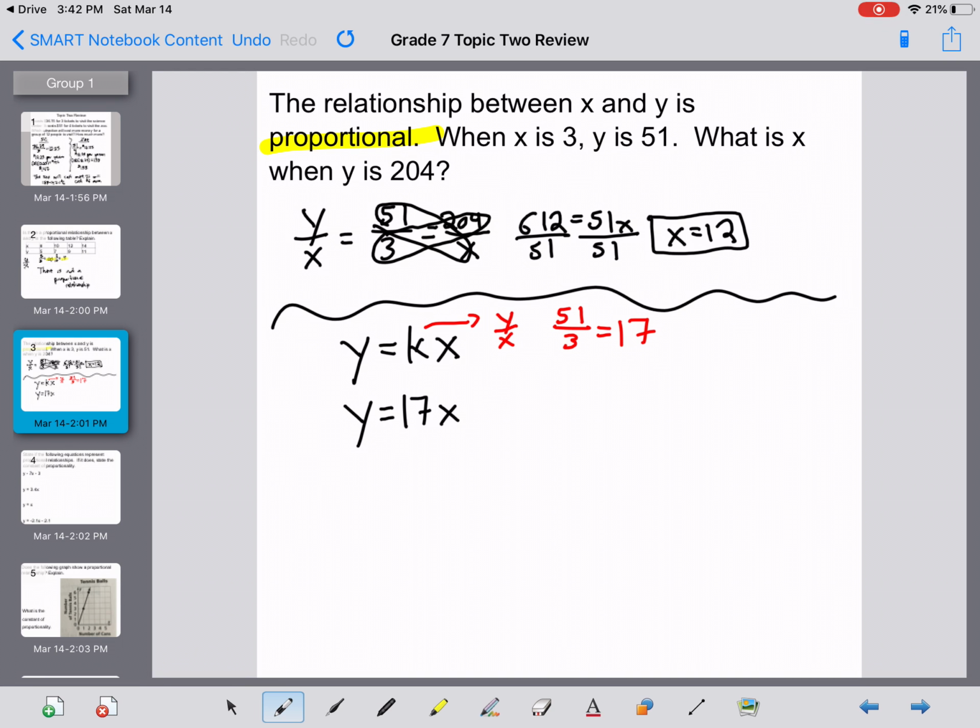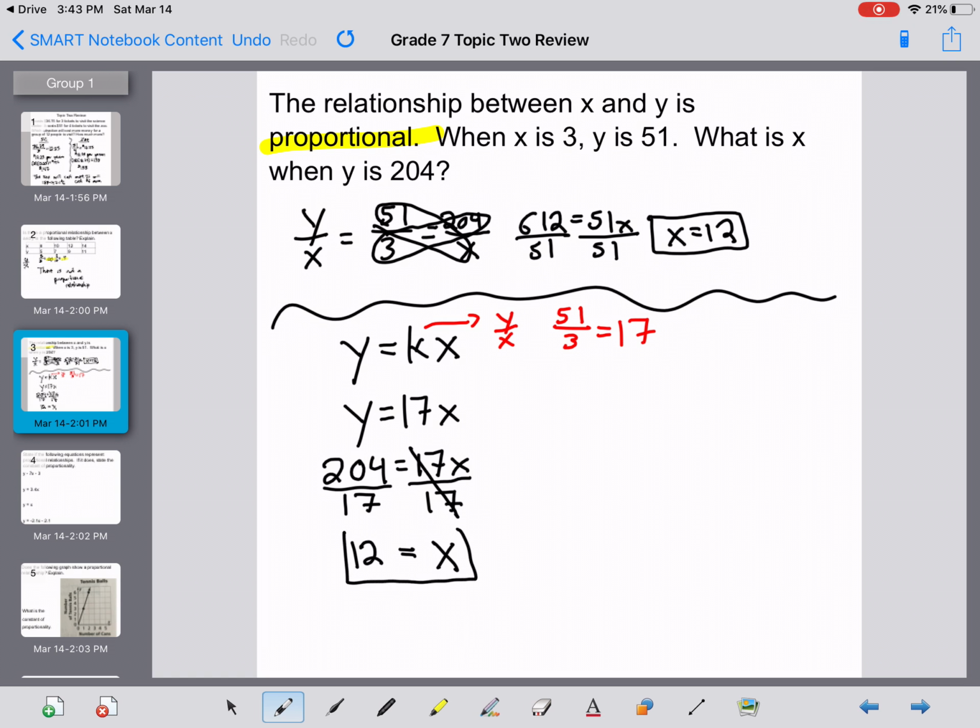Now the problem wants to know what is x when y is 204. So I can substitute in 204 equals 17x. Now I can just divide both sides by 17. 17 cancels out, and I'm left with 204 divided by 17 is equal to 12. So either way would work, and you still end up with the same answer of 12 and 12.